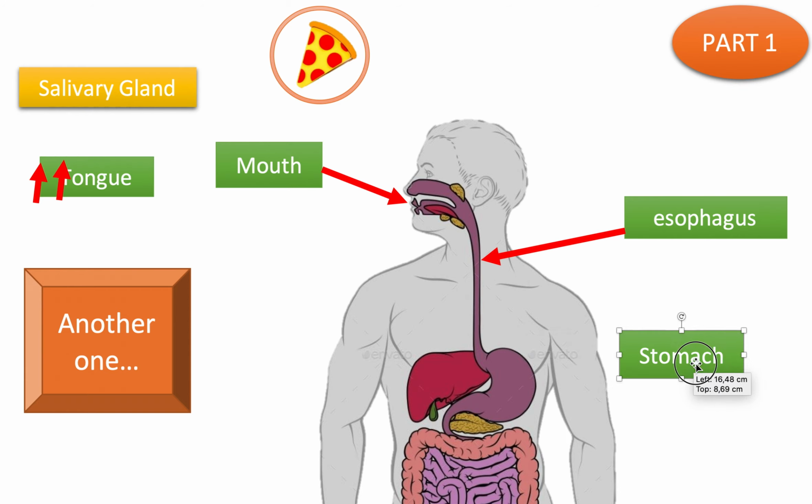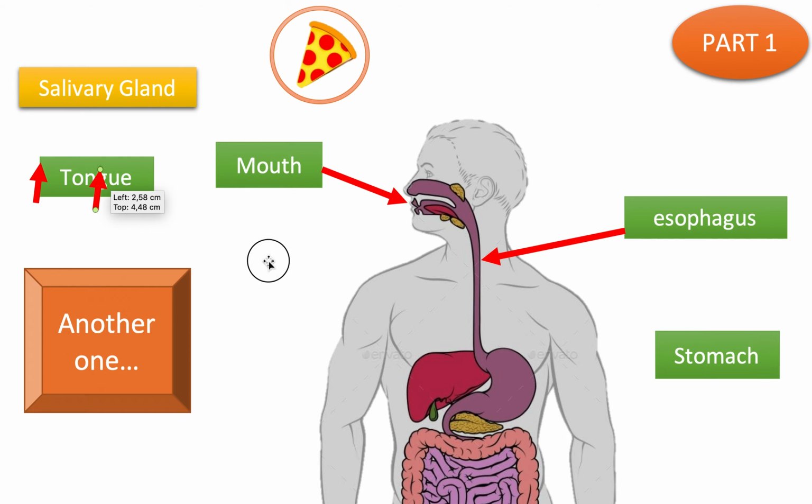Okay, how about the stomach? If you're ever confused about where the stomach is, just find the esophagus. First find your mouth, find the pipe attached to your mouth, and then the place where this pipe will lead is your stomach, because it's carrying your food towards your stomach to be digested.